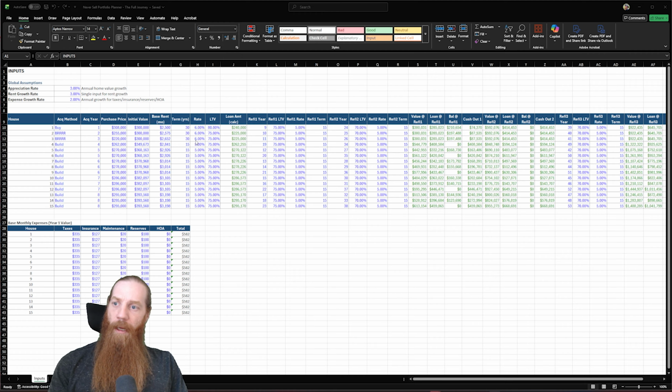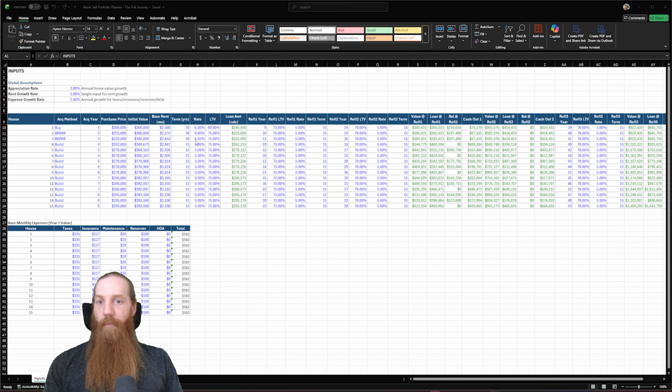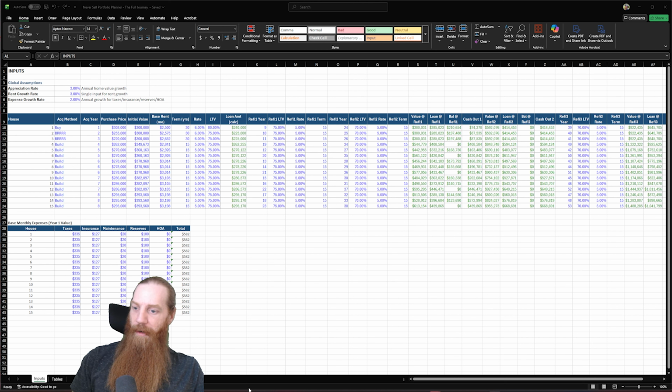Okay, so to start off, we'll go through the inputs page. If you're not familiar with Excel, it's probably going to be helpful if you know a little bit about it, but I'll show you the basics of how to use this particular workbook. At the bottom down here, you can see I have two tabs. There's the inputs tab, which we're on right now, and then there's the tables tab.